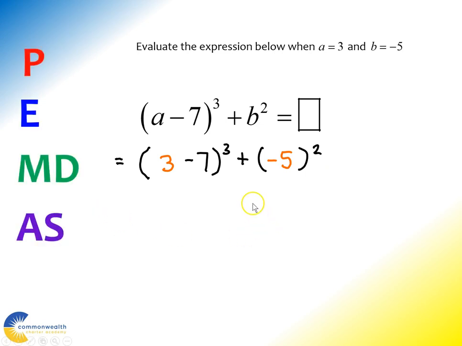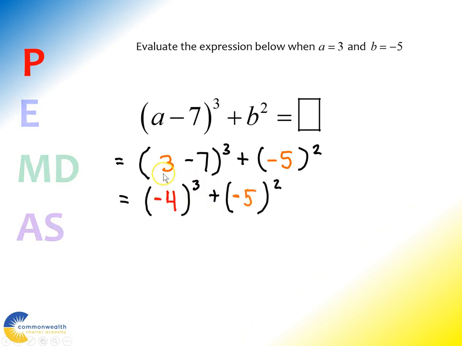So I'm going to take care of anything inside of a parentheses first. And as you can see, I do have the 3 minus 7 inside this set of parentheses, so I carry through that subtraction and get a -4. There's nothing that goes on in this parentheses because it's just a single number in there. So I've taken care of that stage.